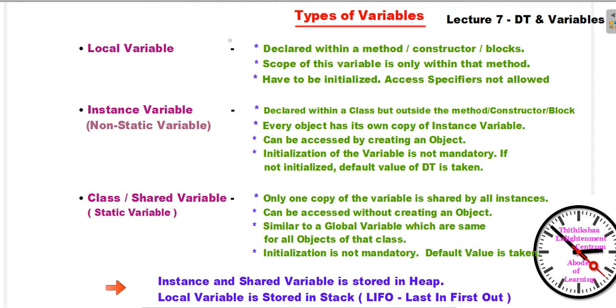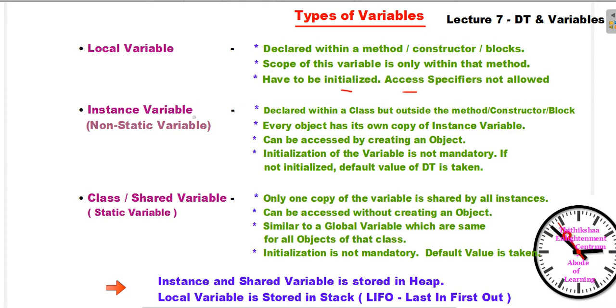A local variable is nothing but a variable declared either within a method, a constructor or a block, and the scope of this variable is only within that method. Once the control comes out of this method, you cannot use that local variable. We'll see examples. I told you it has to be initialized. If you don't initialize it, it will not take any default value but will throw an error. And the access specifiers you cannot use. We have seen that one.